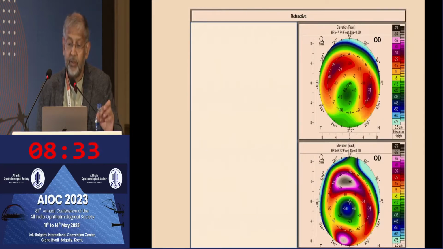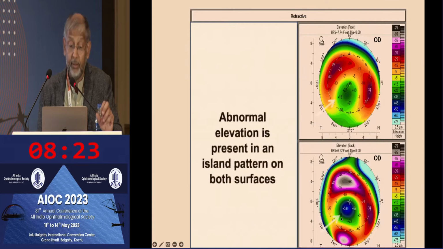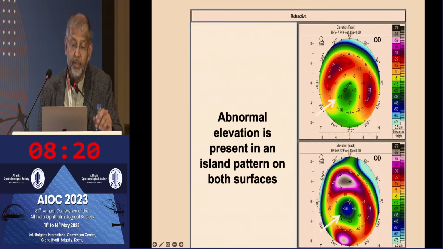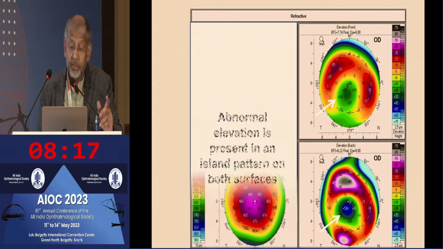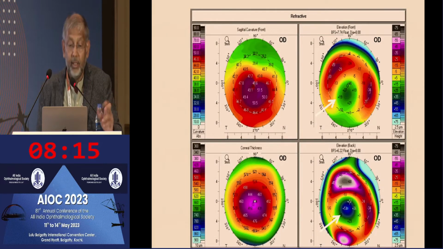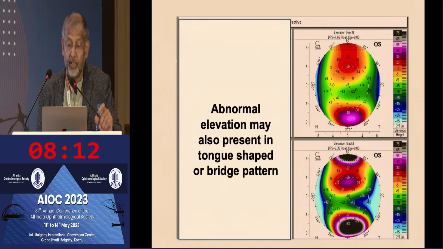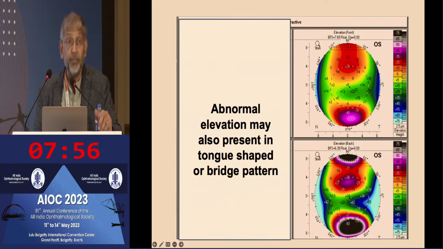So this is one such front elevation and back elevation. As you can see, the front elevation is plus 27 micron and the back elevation is plus 53 micron. So it's an abnormal elevation in an island pattern on both the surfaces, and this is the anterior elevation of the same eye, which is much higher. And it could also be in the shape of a tongue, which is called a peninsula, a tongue-like projection on both the anterior and posterior surfaces, or it could be a full bridge pattern also, which has quite great specificity.